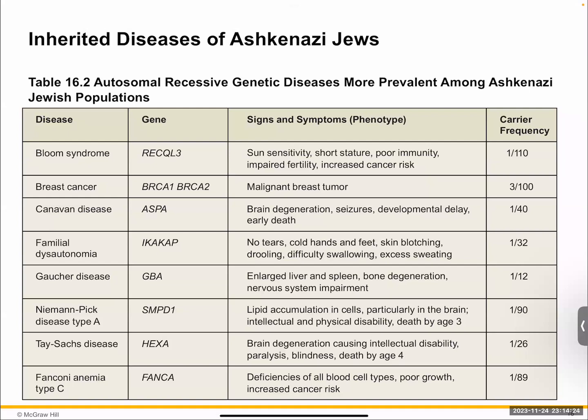Here are some of the medical conditions that have been more prevalent among these Ashkenazi Jews. And again, you notice that there are many different ones, and they are very high frequency in terms of being carriers of this medical condition.